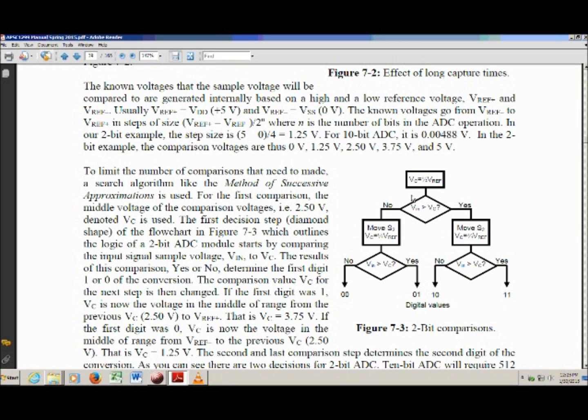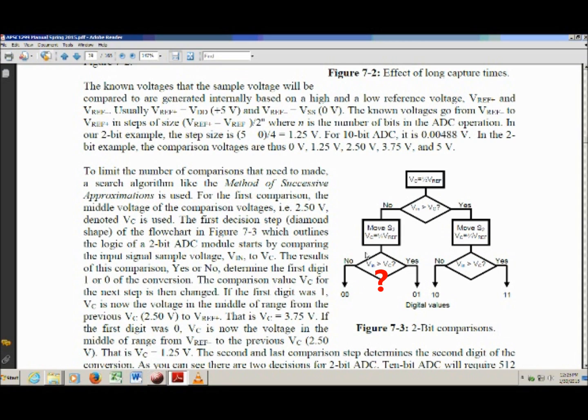One thing that's kind of interesting to note is every single time you make one of these decisions in the diamonds, you're setting the largest bit. So for example, if you determined that the input voltage was smaller than Vc up here, that would set the largest bit down here equal to 0. So both of these are 0.